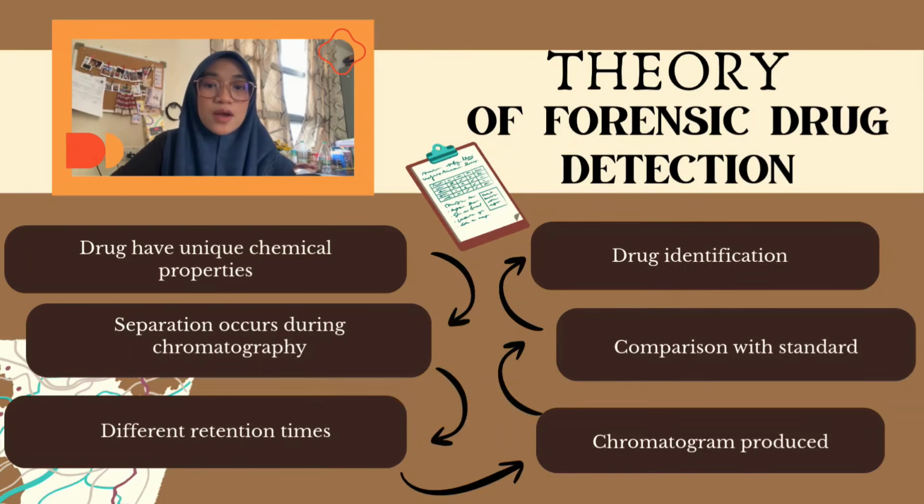So basically, a chromatogram is like a fingerprint for chemicals because each drug creates its own unique pattern. By comparing this pattern with known drug standards, forensic scientists can identify the drug present in the sample. This makes chromatography a reliable and powerful tool in forensic drug detection.